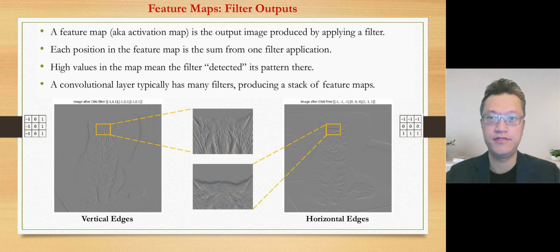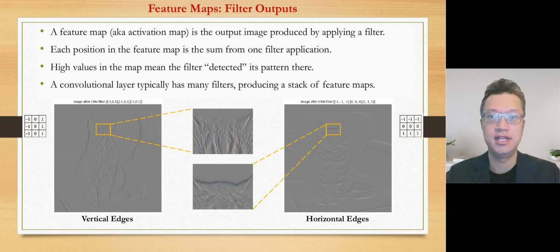When we apply a filter across the whole image, we get a feature map, essentially a new picture of numbers. Each pixel in that map comes from one position of the sliding filter. In plain terms, the feature map shows where in the image the filter's pattern was found.